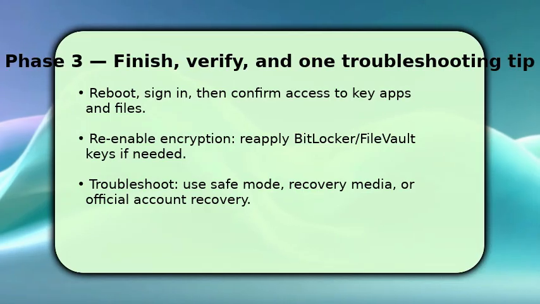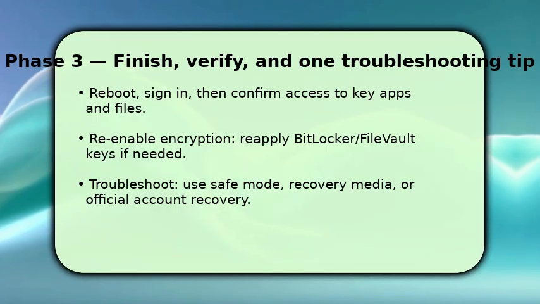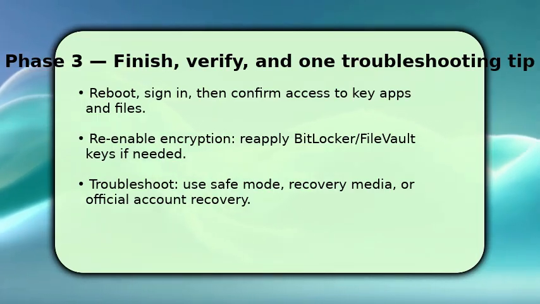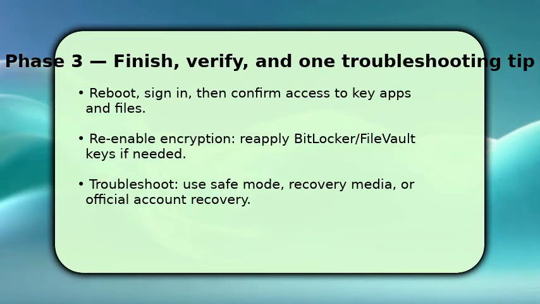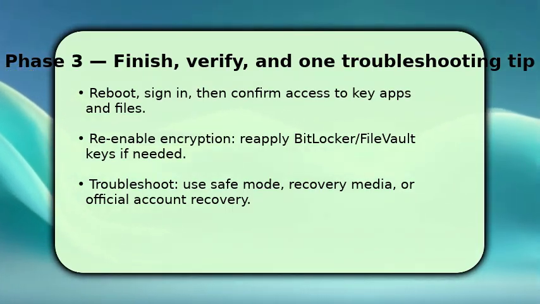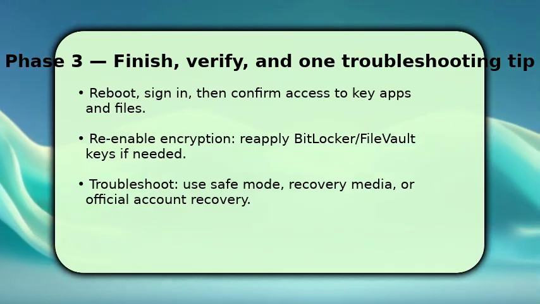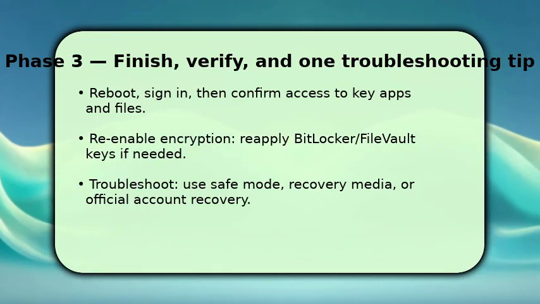You should immediately verify access to email, cloud sync, and critical files so any issues show up now. If you paused encryption, make sure to re-enable BitLocker or FileVault and store the recovery key in a safe place. If sign-in fails, try safe mode or boot from recovery media and repeat the reset, or use the provider's account recovery flow. If encryption blocks recovery, the recovery key is the single most important fix.